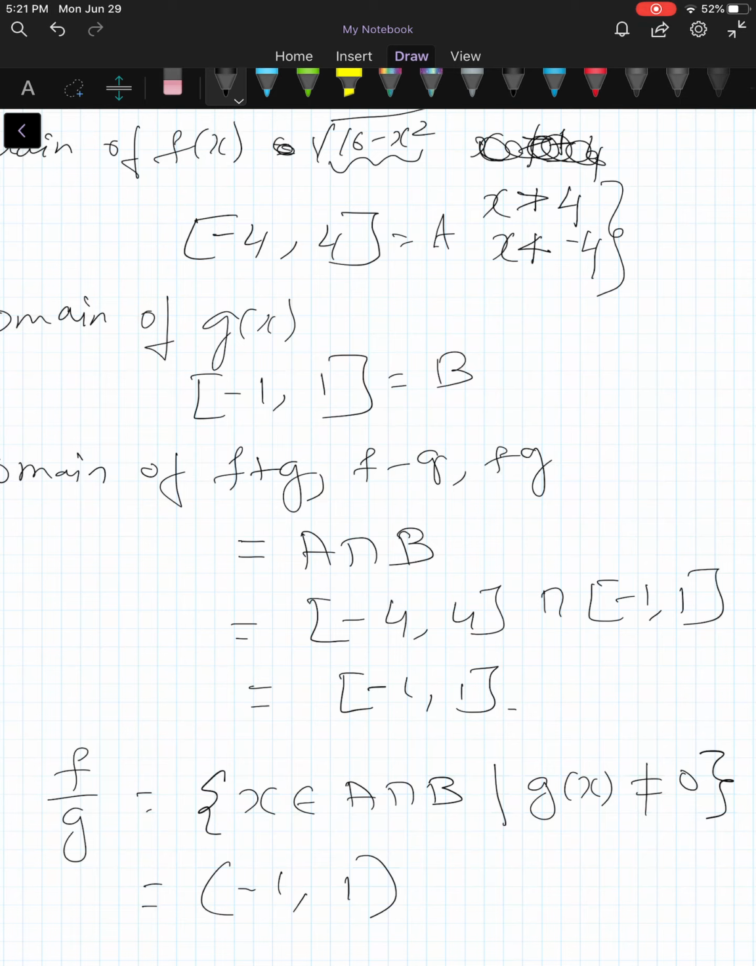So the next video will be on composition of functions. You will see how the product is different from composition of functions.